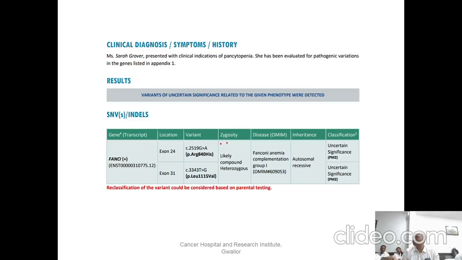And because she was heterozygous, now look at the one piece of information in this report. You have two mutations of the Fanconi anemia gene, exon 24, 31. And this is autosomal recessive. Autosomal recessive needs both the genes on the same.